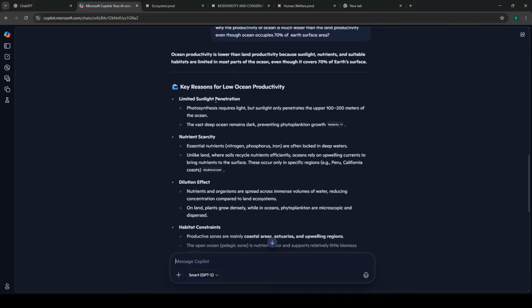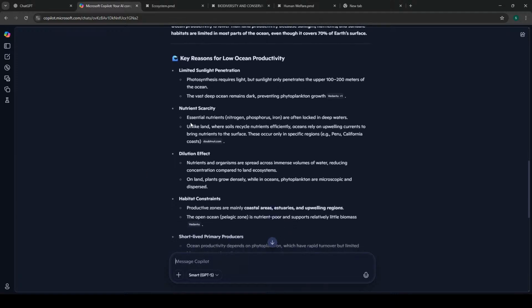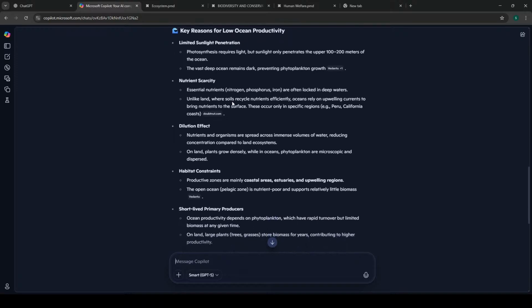Key reasons they gave: limited sunlight penetration. Photosynthesis requires light, but light only penetrates the upper 100 to 200 meters of the ocean. The vast deep ocean remains dark, preventing phytoplankton growth. Nutrient scarcity: essential nutrients are absent. On land, soil recycles nutrients efficiently, but oceans rely on upwelling currents to bring nutrients to the surface. These occur only in specific regions.